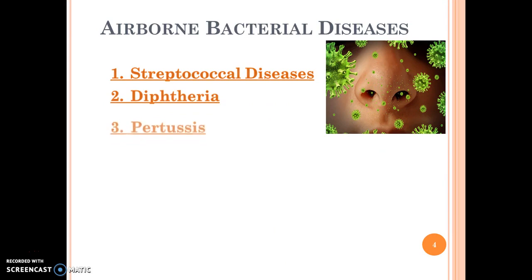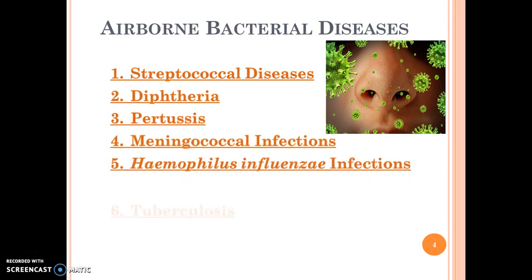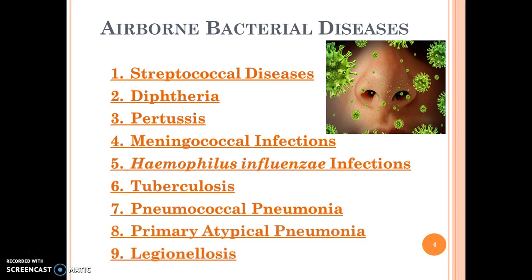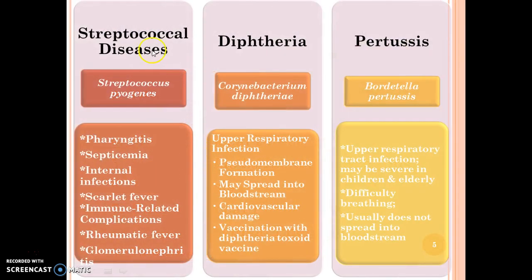These are the airborne bacterial diseases: streptococcal diseases, diphtheria, pertussis, meningococcal infections, Haemophilus influenzae infections, tuberculosis, pneumococcal pneumonia, primary atypical pneumonia, and Legionellosis. Streptococcal disease is caused by Streptococcus pyogenes. The symptoms are pharyngitis, septicemia, internal infections, scarlet fever, immune-related complications such as rheumatic fever, glomerulonephritis.